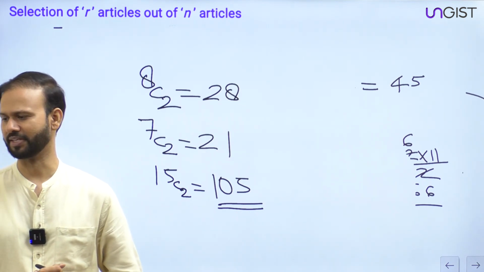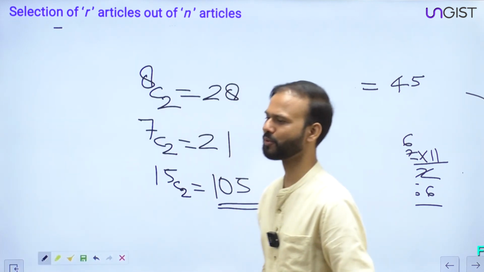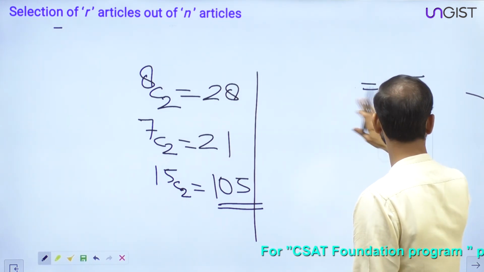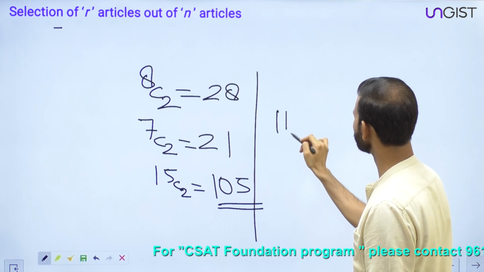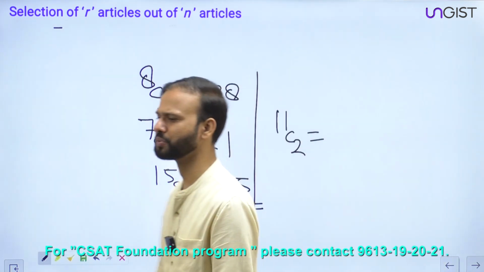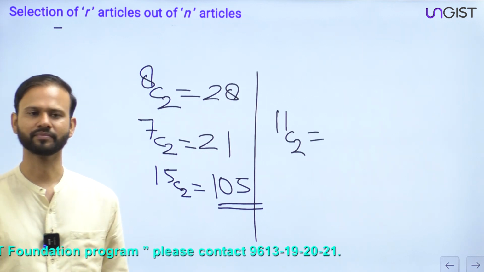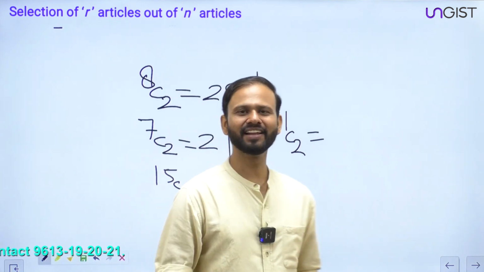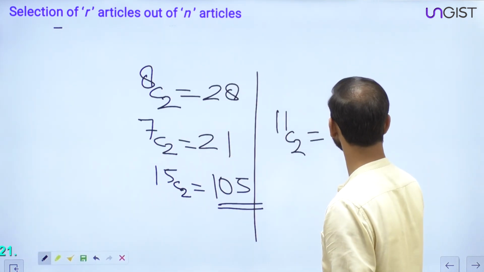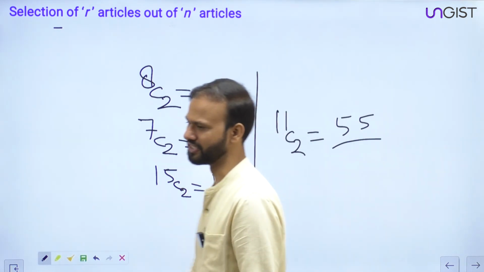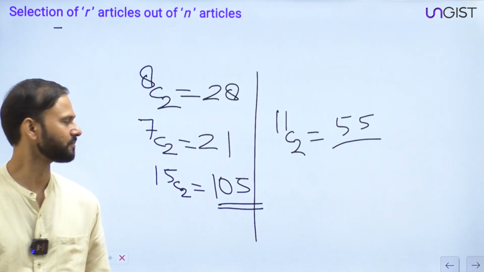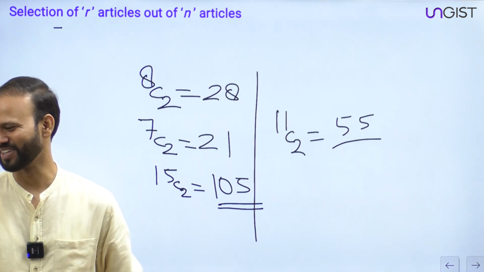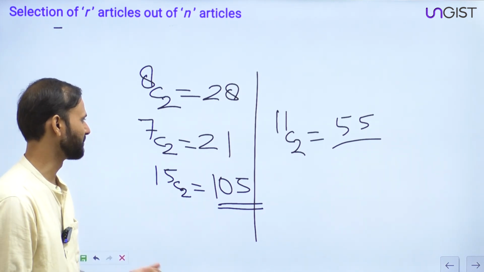Okay, 105, correct. Again, one more small number. Can you tell me the value of 11C2? A small number. Yes, 11C2 is 55. Very good, friends. I'm really happy with the performance of you guys. Those who are sitting in front of me are very quick. Thank you, everyone. Great.